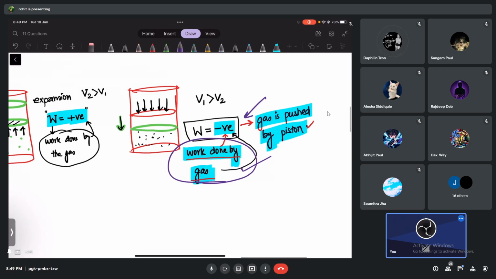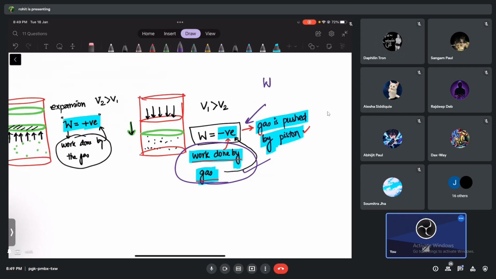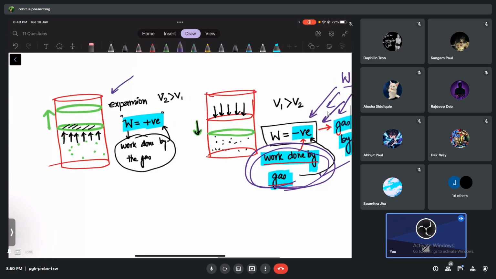Suppose I tell you work done by piston in this case, what is your answer, guys? Will it be positive or negative? Work done by piston will be positive, but work done by gas will be negative. And what about here, guys? Work done by piston, positive or negative? Negative. Why am I writing zero? It is going to be negative. But I think you got my point, right? Okay, then I think we can proceed.